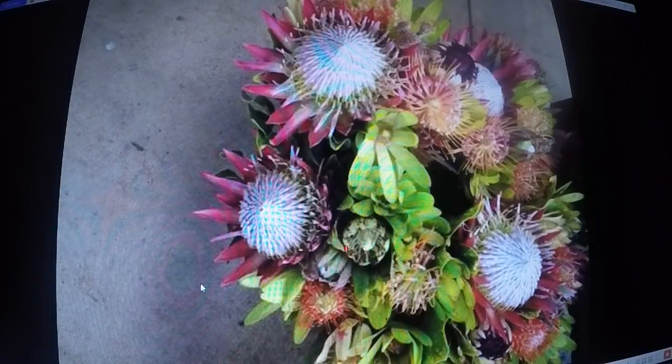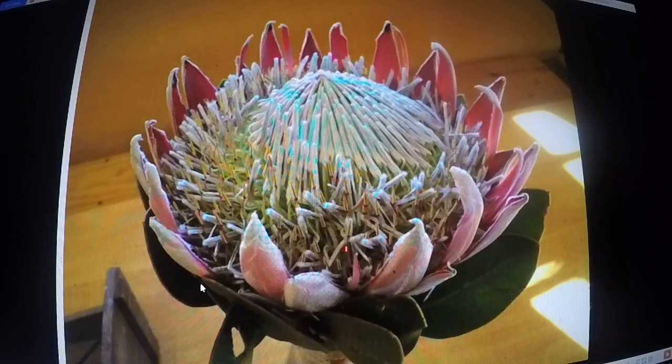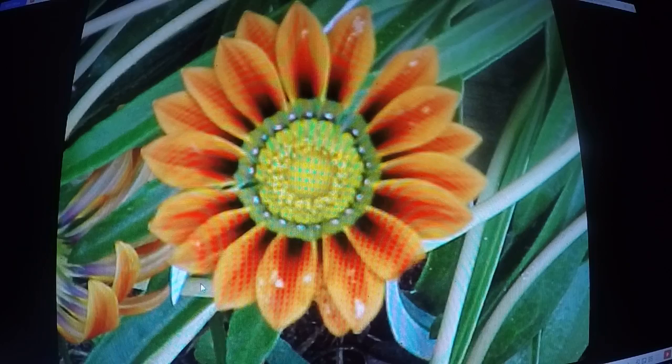There's some Proteas. I don't know where I saw them. I guess this was in Africa. I just took pictures of them because they're so much cheaper than here. King Protea.